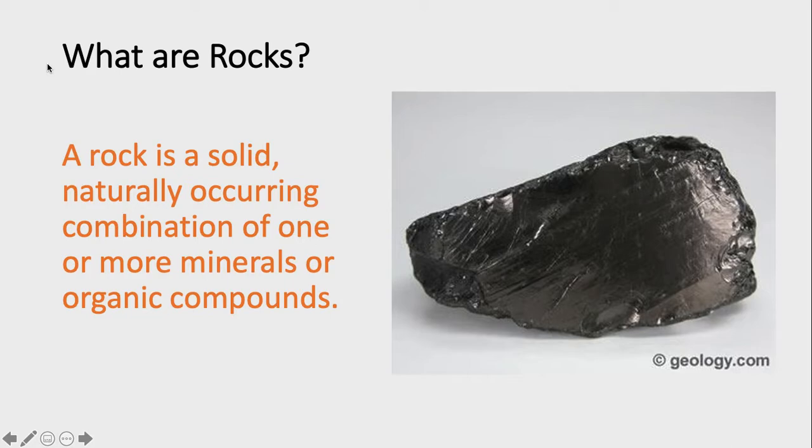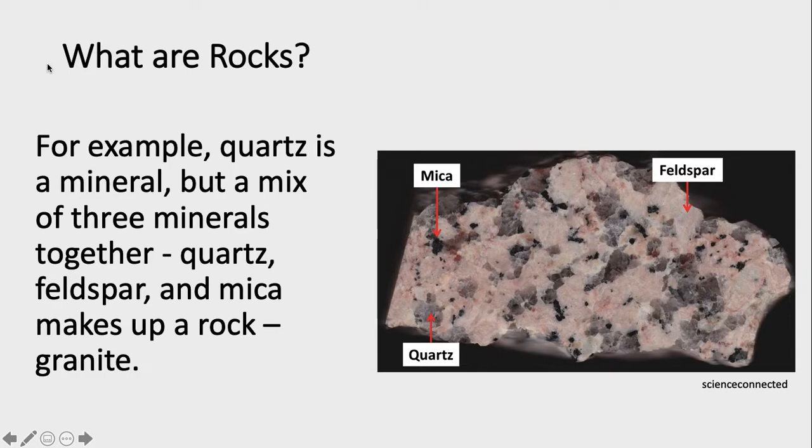But what are rocks? A rock is a solid, naturally occurring combination of one or more minerals or organic compounds. So for example, coal, which is pictured here, is made partially of dead organisms. So there's some organic stuff in rocks, sometimes. It can either be a combination of minerals, or it can be minerals and organic compounds. For example, quartz is a mineral, but a mix of 3 minerals together, quartz, mica, and feldspar, makes up a rock, granite. And that's a very common rock in Earth's crust, especially right around here.